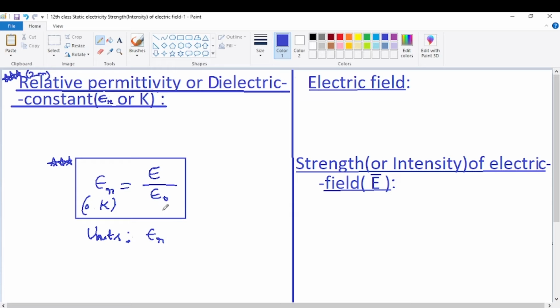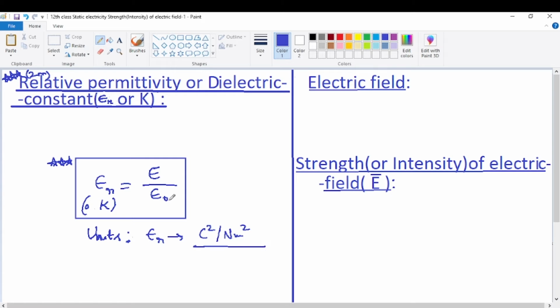Now epsilon r is actually a ratio of two permittivities. Permittivity units we have already seen: Coulomb square per Newton meter square. Permittivity of free space also has the same units. So the unit of relative permittivity is numerator unit divided by denominator unit. The numerator quantity is the permittivity of a medium, in Coulomb square per Newton meter square.